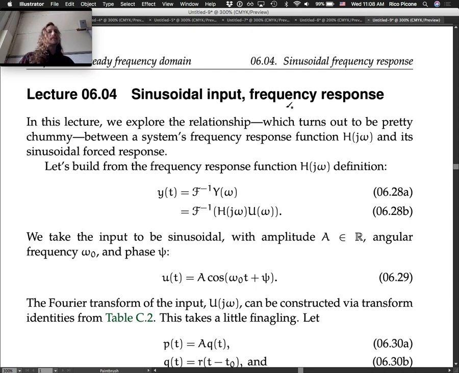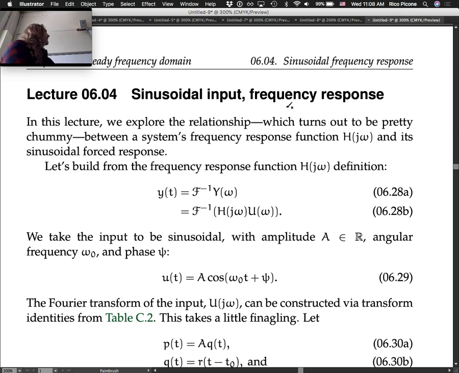So we introduced before the frequency response function, right? Now we're going to start using it. So in this lecture we explore the relationship, which turns out to be pretty chummy, between a system's frequency response function, H of j omega, and its sinusoidal forced response. Okay? So sinusoidal forced response. I know we're getting pretty jargony here. We try not to get jargony, but we do kind of require it a little bit.